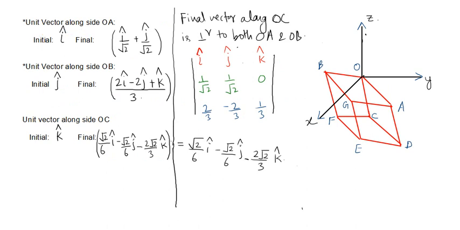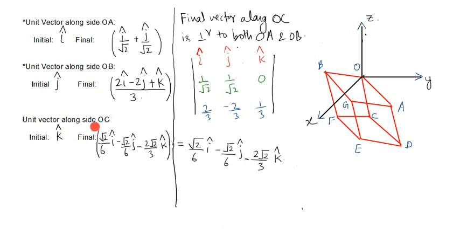So we know the unit vector along OA, initially it was i cap, and at the final orientation it was i cap by root 2 plus j cap by root 2. Similarly, the unit vector along OB, initially it was along j cap, and finally it is along 2i cap minus 2j cap plus k cap by 3. 3 is the modulus of this vector, so I have divided it by 3.